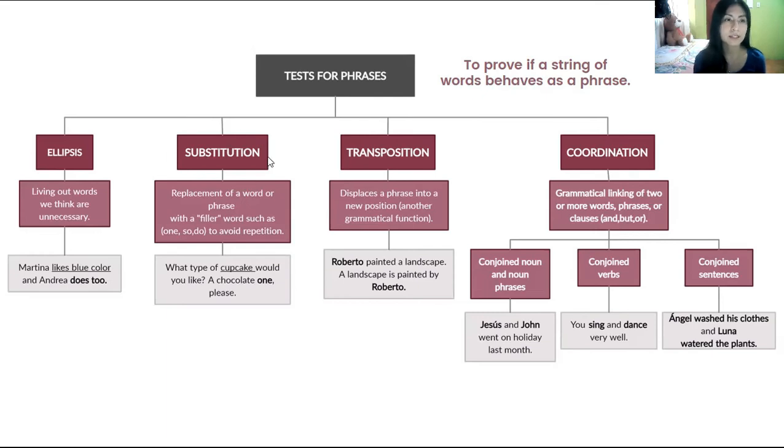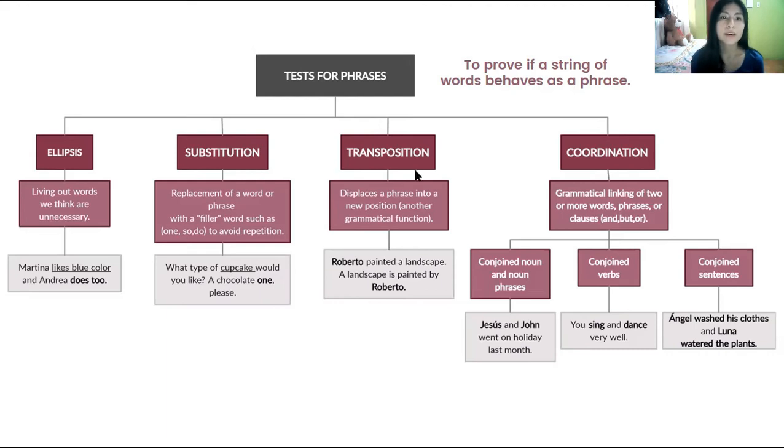Okay, the next one is substitution. Substitution refers to the replacement of a word or phrase with a filler word such as one, so, do, in order to avoid repetition. For example, we have, what type of cupcake would you like? A chocolate one, please. In this case, as you can see in the answer, we have one here, and this one is replacing the cupcake. We write one in order to, as I mentioned before, avoid repeating the same word.